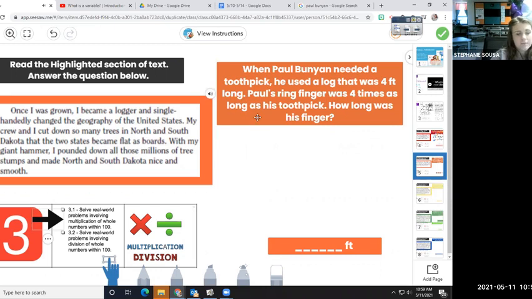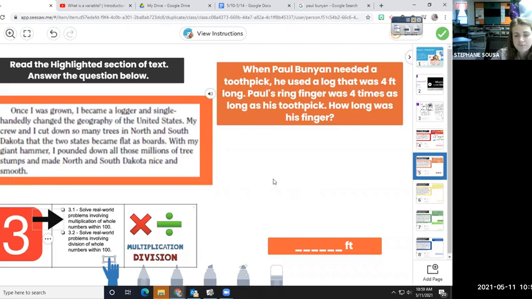All right, let's take a look. Once I was grown, I became a logger and single-handedly changed the geography of the United States. My crew and I cut down so many trees in North and South Dakota that the 2 states became flat as boards. With my giant hammer, I pounded down all those millions of tree stumps and made North Dakota nice and smooth.